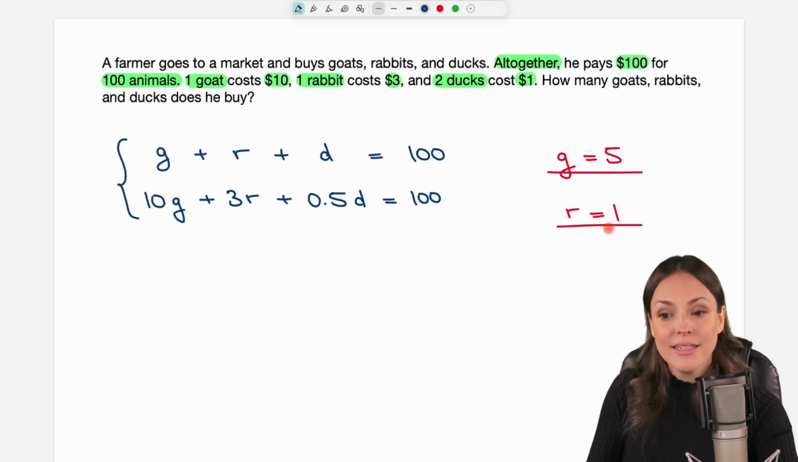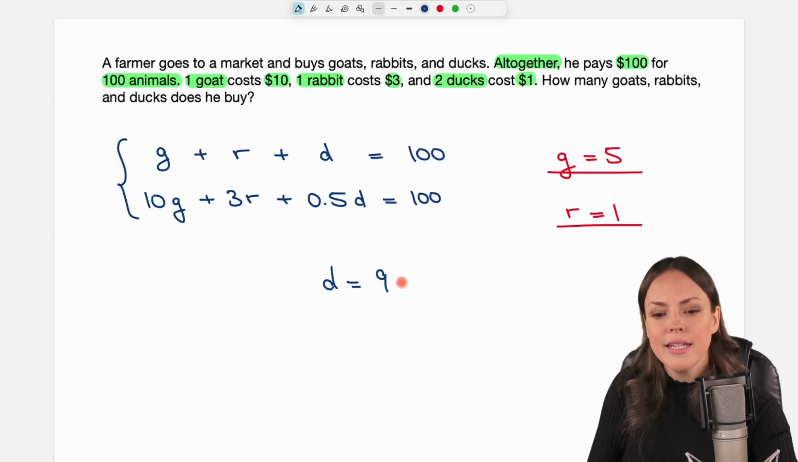And how many ducks then? Well, this is 6 animals. He buys 100 animals in total, so then he has to buy 94 ducks so that he has 100 animals in total.